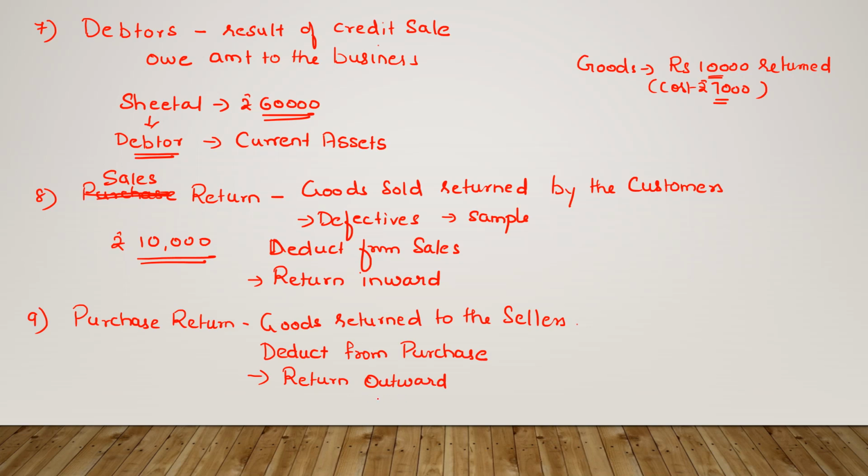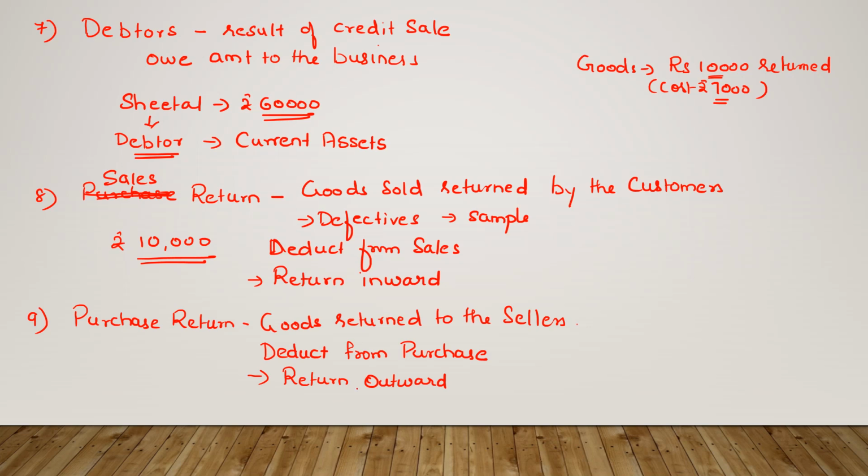From the term outward, you can understand goods have come into the business when they were returned back by the customer. So that was return inward. Now having come into the business, Smita is going to return it back to her supplier. So the goods are going to go out of the business. So that is outward. That's a return which is going outside. So another term used for purchase return is return outward.